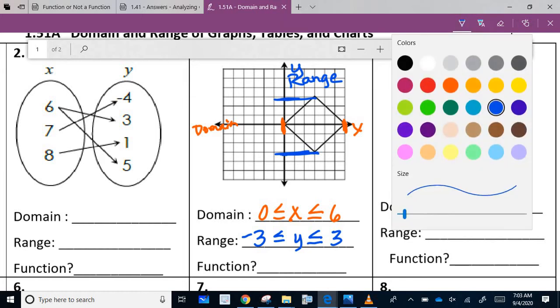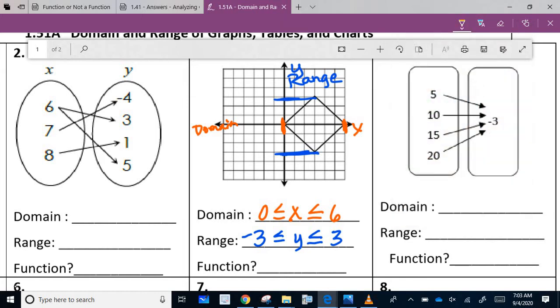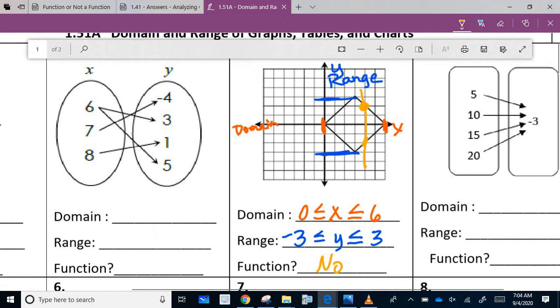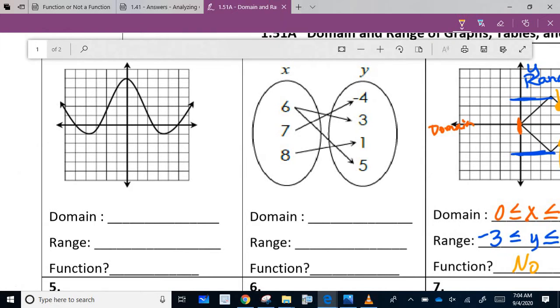Now, if I were to check to see if it's a function or not, I'm going to draw a vertical line, and I see it's going through 2 points at a time. So it is not a function. Now, we're going to back up to problem number 1. On problem number 1, we're looking at range and the domain right here.